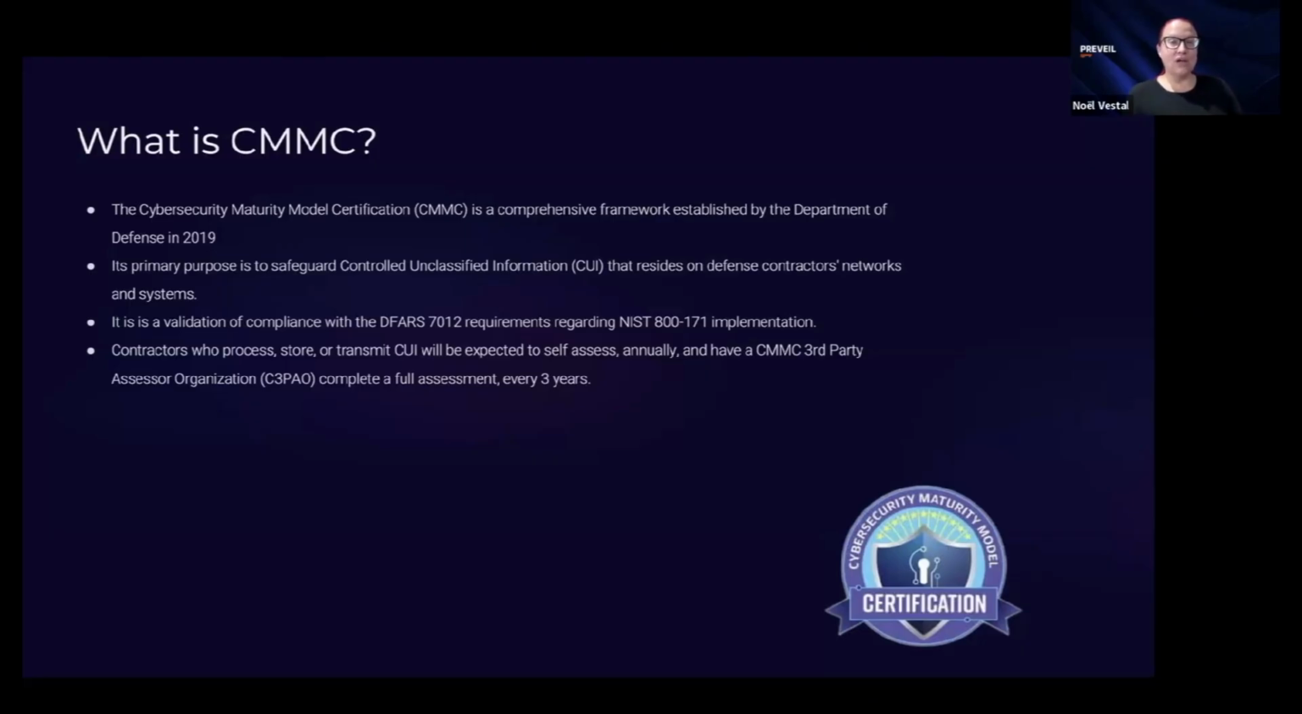On top of the self-assessment that you're going to have to do annually, no matter what, for the SPRS score, once CMMC is put into contracts, CMMC will expect you to also get a third party to validate that you have properly implemented NIST 800-171 as it is applied to your CUI boundary.